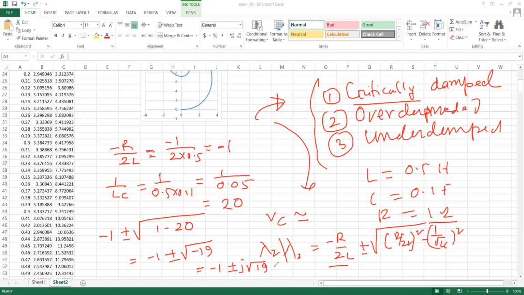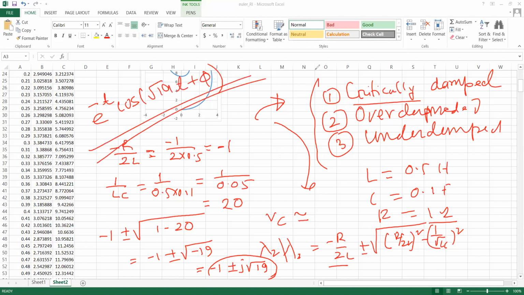So if we have a root like this, what will be the general solution? Will not your general solution be something like e to the power minus t into cosine, for example, square root of 19 t plus some phase factor, in this form. Then any student of intermediate level can plot it. If we plot it, you will see that it will be oscillating with an omega frequency, something like this, and it is exponentially decaying.